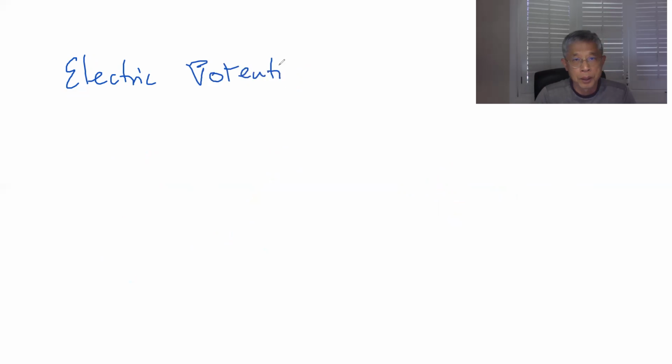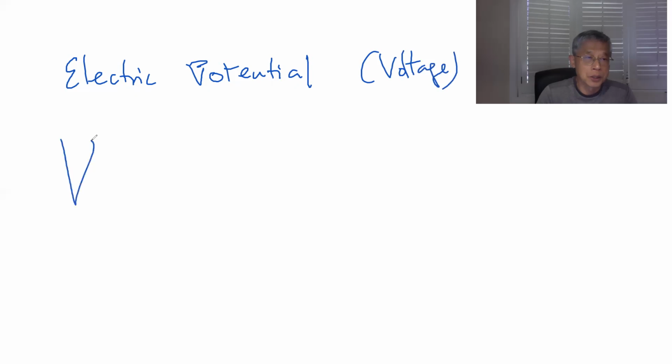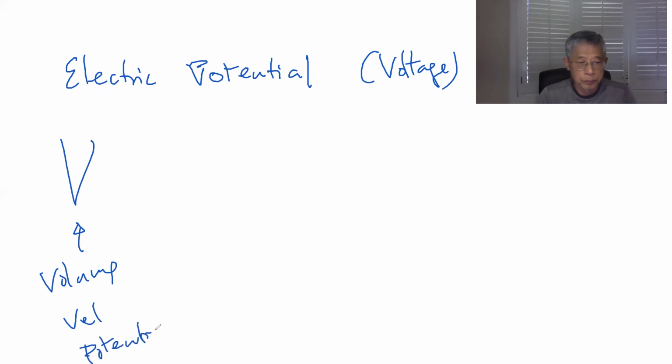For electric potential, it's also called voltage later. Electric potential uses the V symbol. V is used for volume, for velocity, and it's also used here for electric potential. So be careful. And electric potential is defined as the electric potential energy per charge.